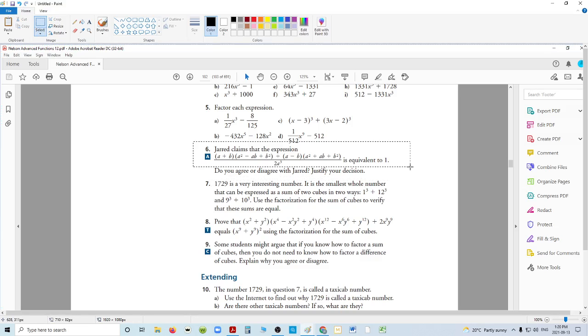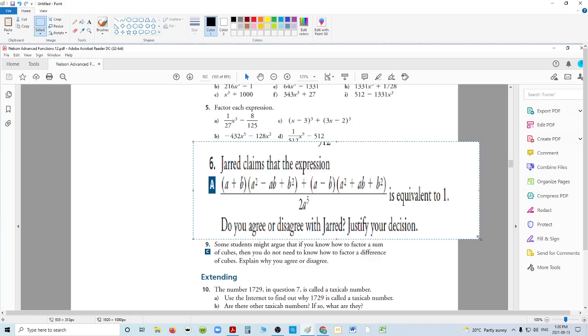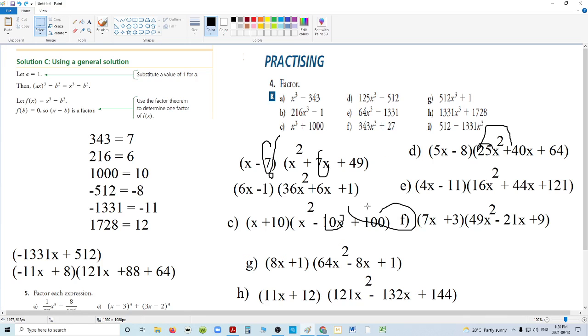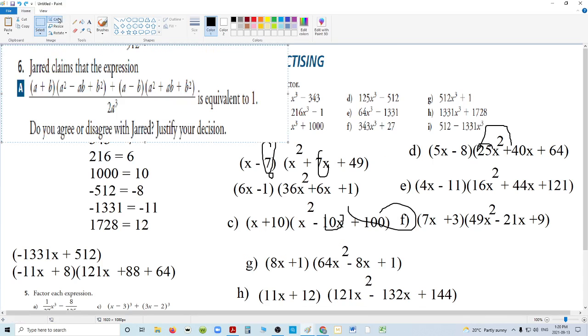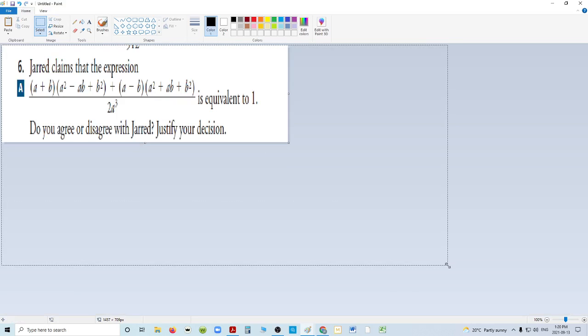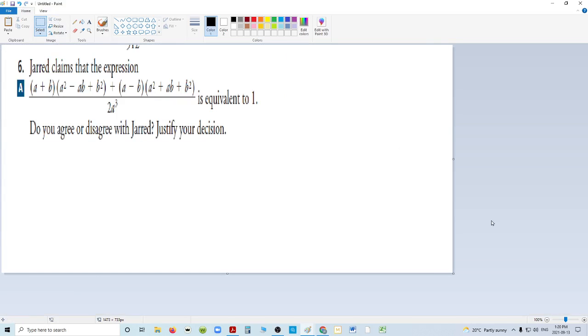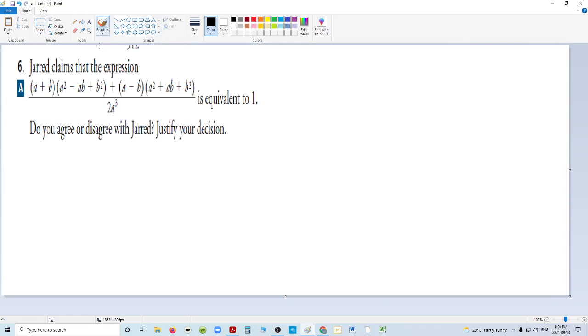Jared claims, Jared's got too much time on his hands, that this equals 1. Now there's two ways you can go about this, and I want to show you two ways. He's essentially saying, look at that. What is that? That is a sum of cubes right there. What is that? That's a difference of cubes factored, isn't it?